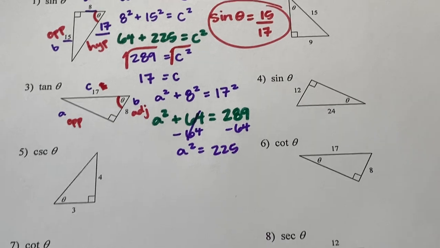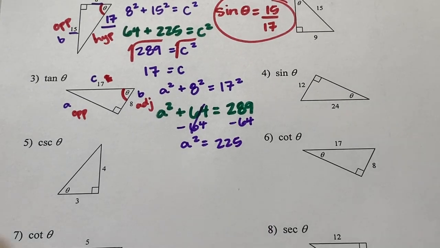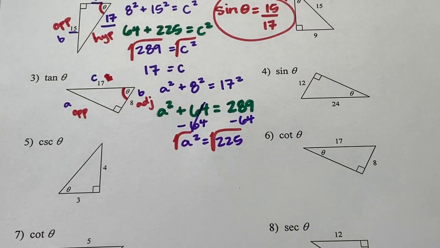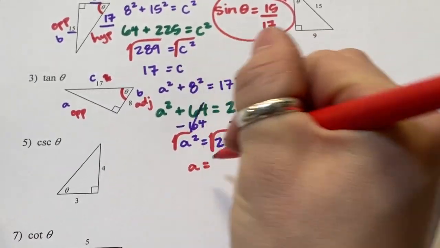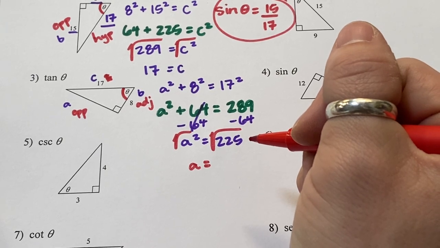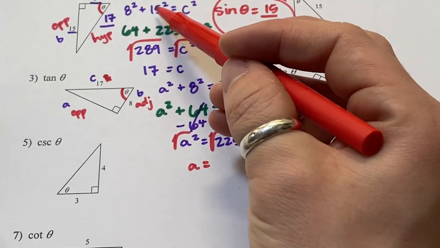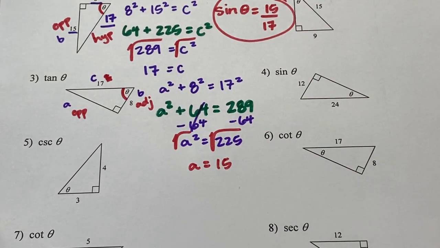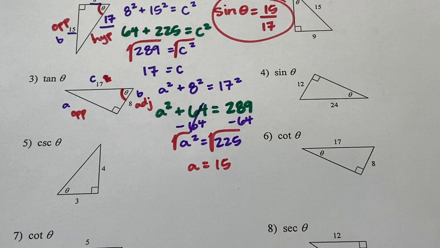225. What's my last step? How do I get rid of that squared attached to my A? Square root. A equals what? Guess what? It's up top on number one. Square root of 225 is what? 15. Woohoo! We have the missing side we need, finally.